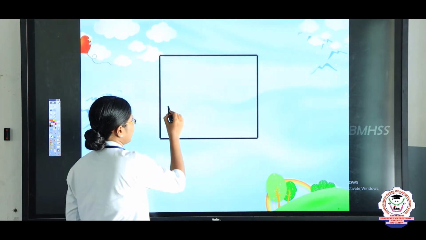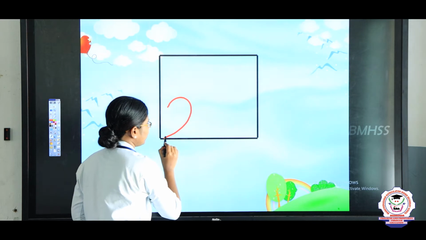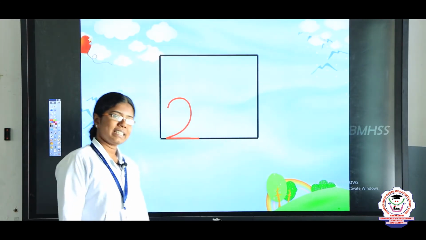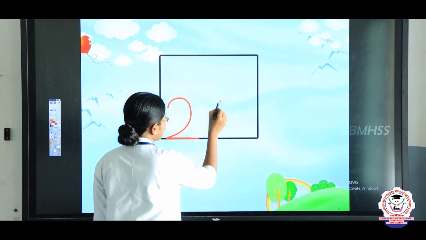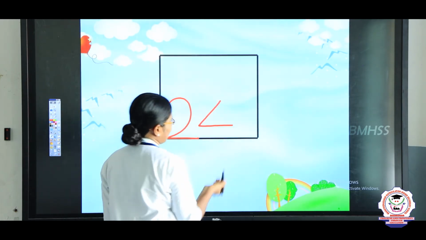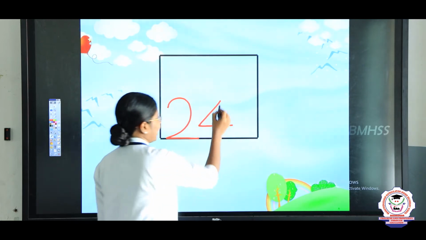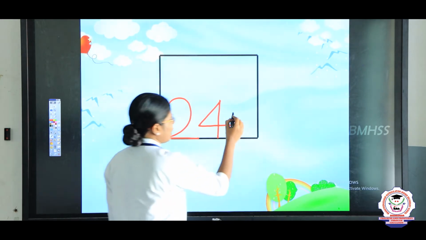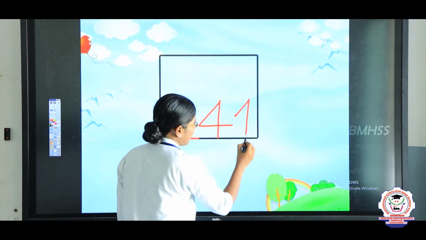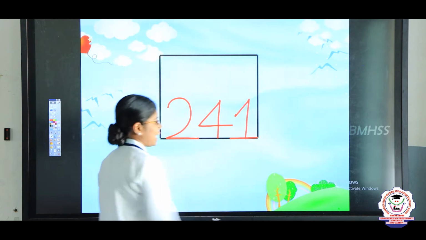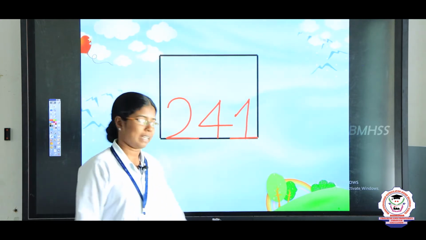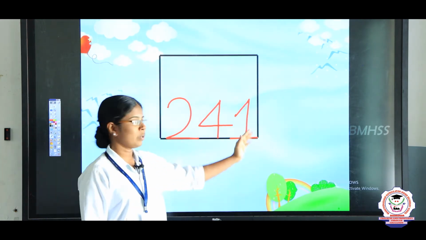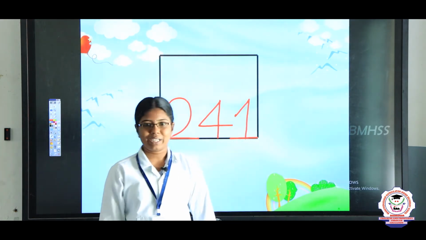Listen. 2: left open curve and then sleeping line, right? How to write 4, dears? Listen. Slanting line, sleeping line. At the top of the slanting line, you should write a standing line, okay? 4, and then 1: slanting, standing. At the bottom of the standing line, you have to draw a sleeping line. So we can get the number 1. Join together 2, 4, 1, 241, okay?